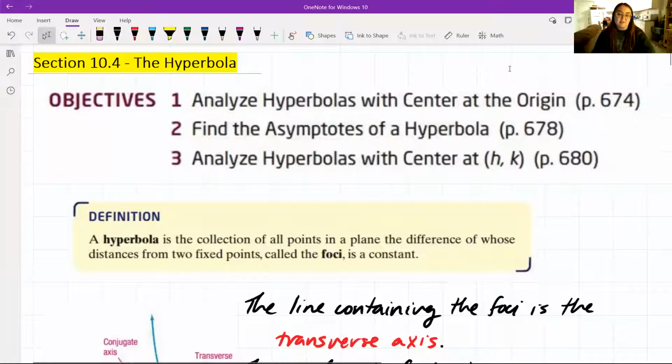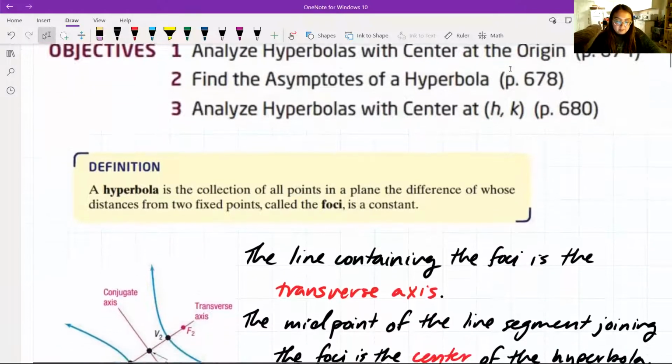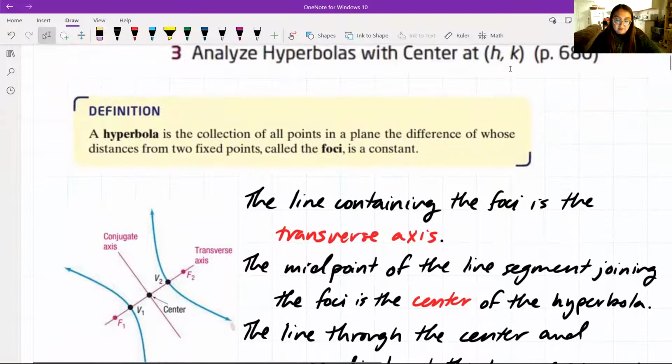All right, everyone, this will be section 10.4, which is on the hyperbola. So we have three objectives. Objective 1, we want to analyze hyperbolas with center at the origin, find the asymptotes of a hyperbola, and analyze hyperbolas with center at (h, k). So our definition of a hyperbola is that a hyperbola is a collection of all points in a plane.